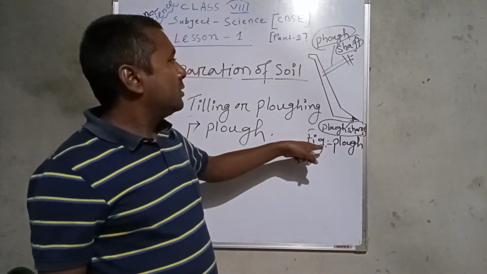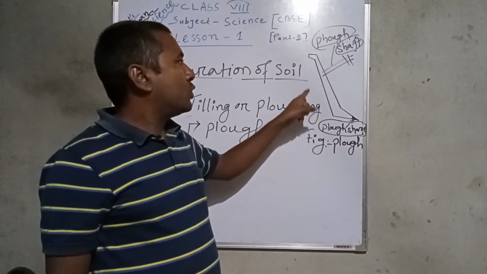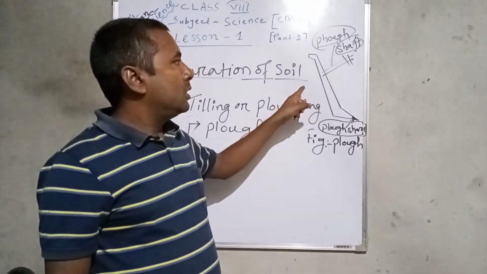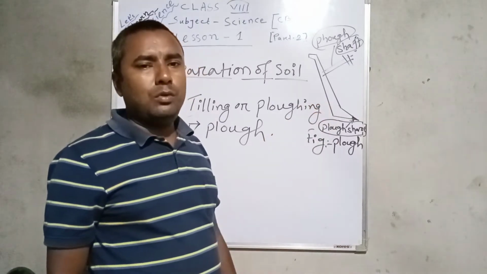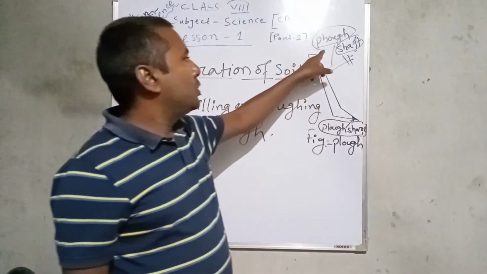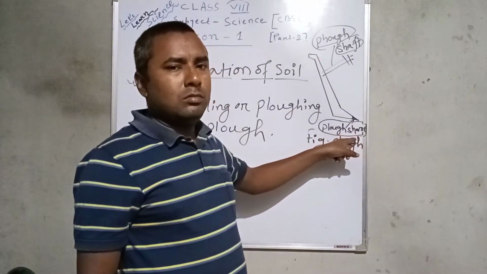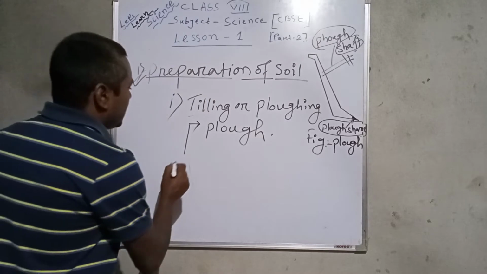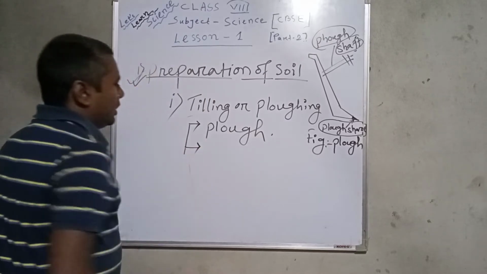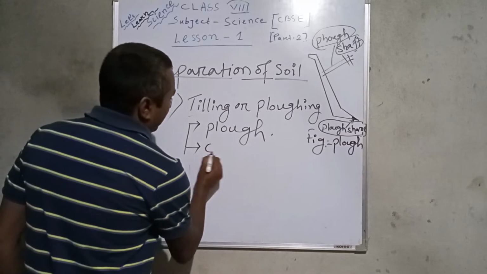Is it clear? So in your book it is given. In the exam, a question may ask, name the parts of a plow. Then you have to write these two, plow shaft and plow share. Okay. Next, let us proceed to the next device, that is cultivator.